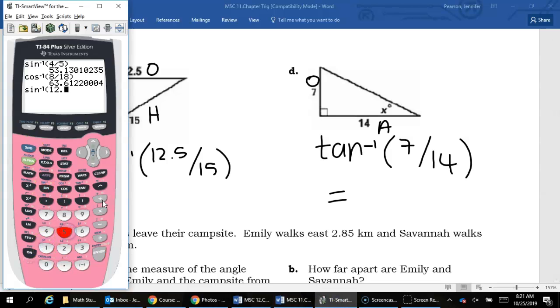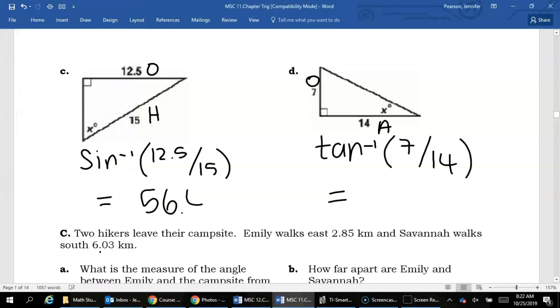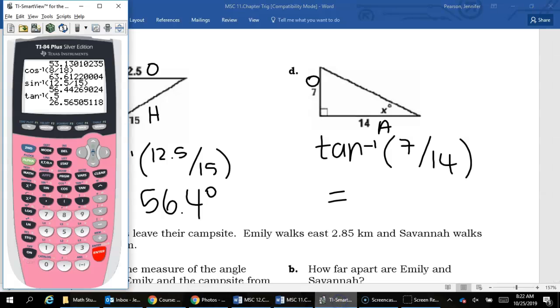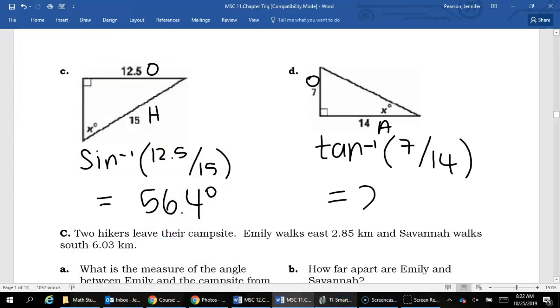Okay? Sine inverse, 12.5 over 15. And tangent inverse, I can just go 0.5. I know 7 over 14. That is 56.4 and 26.6.